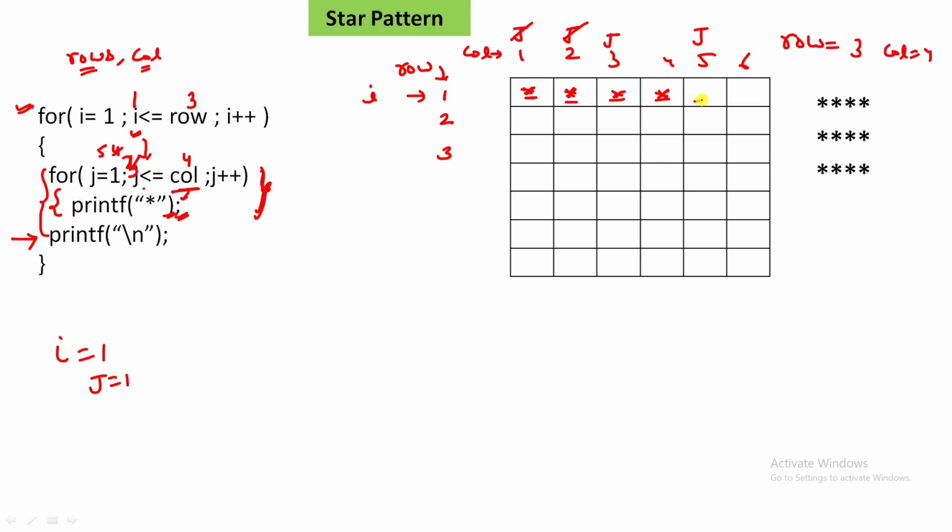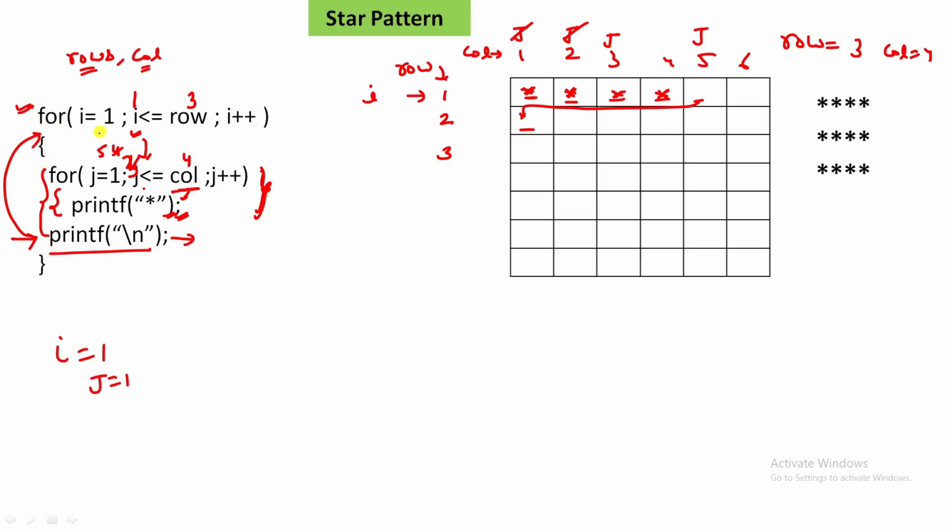Now if you do not have to print anything, then what do you have to do? Basically, next time you have to print the star here. But before printing the star here, you have to move the cursor here. How can you do that? With the help of a new line. So you will say printf of backslash n. This will move the cursor from this line to the next line, so it will come here. Simple.